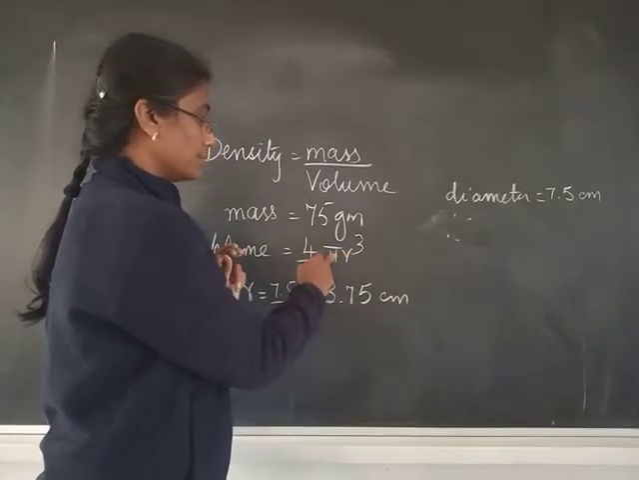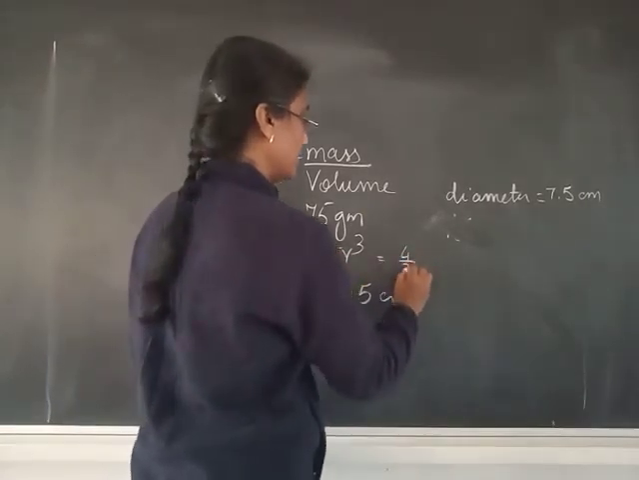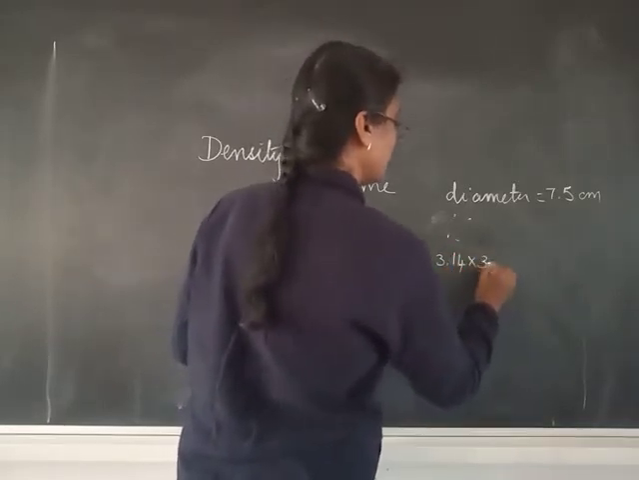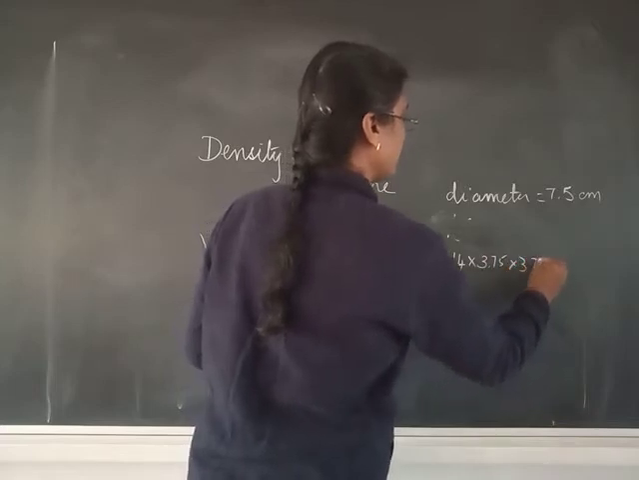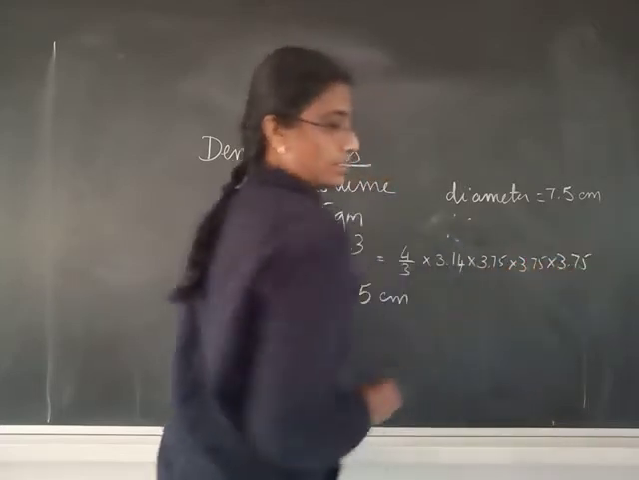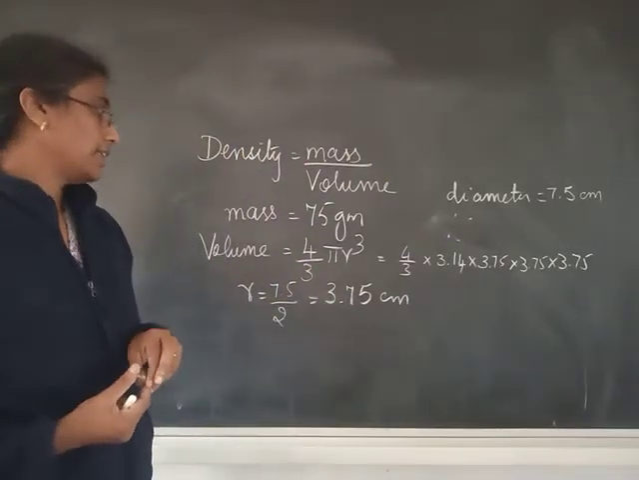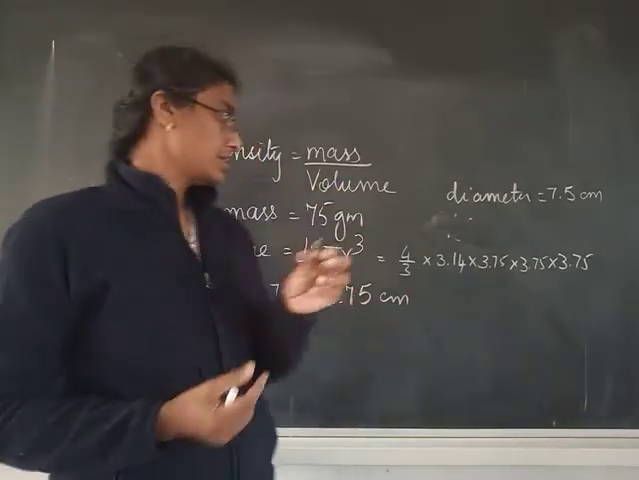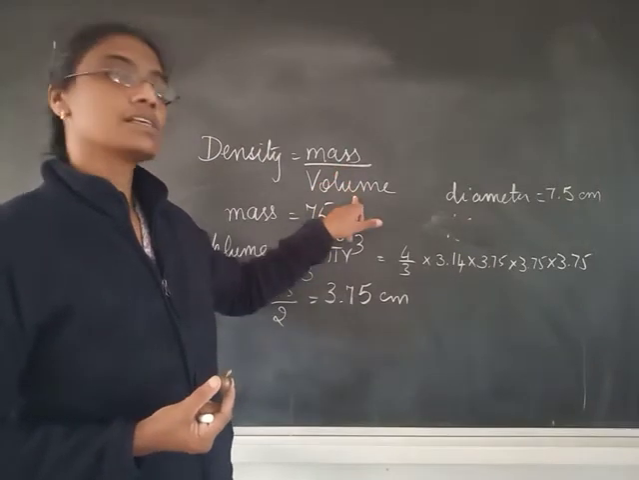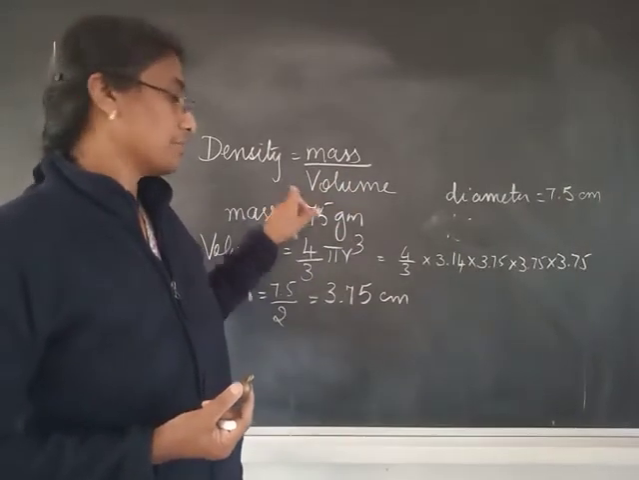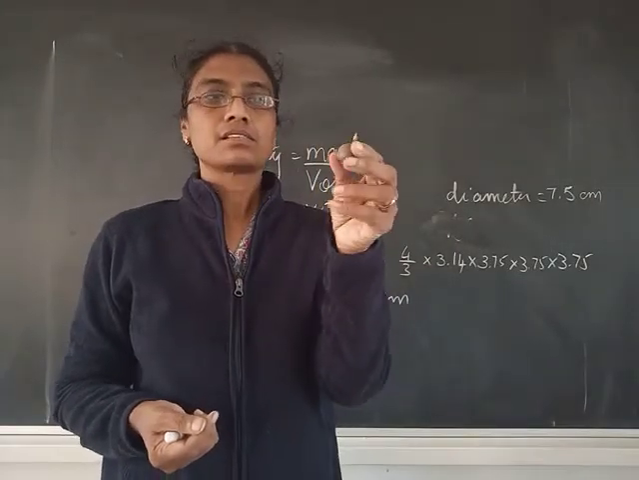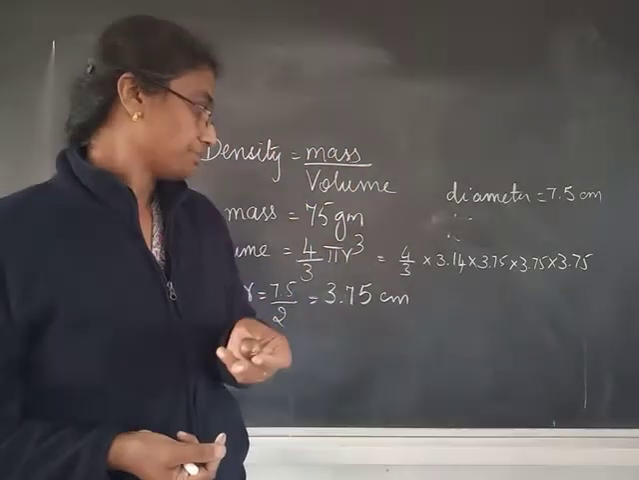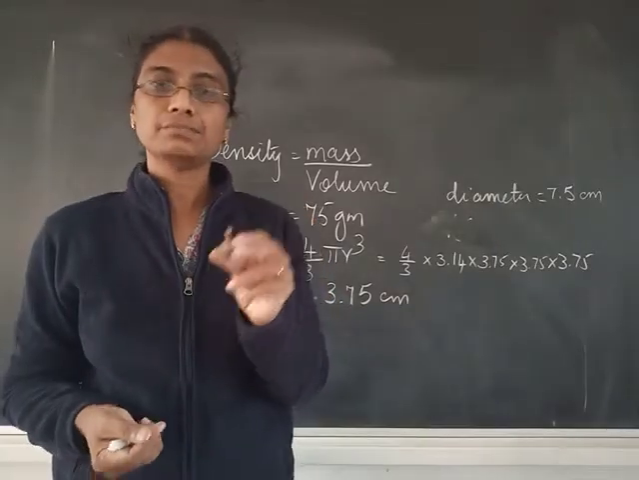Now I have to find the volume by putting it in this formula, 4 by 3 pi, you know the value of pi. 4 by 3, pi's value is 3.14 into r cubed, which is 3.75 into 3.75 into 3.75. I have to calculate the value of this, and that will give me the volume of this sphere. Once I know the volume and the mass, I put it in this and get the density of this particular material. It's a solid bob, we call it a pendulum bob.